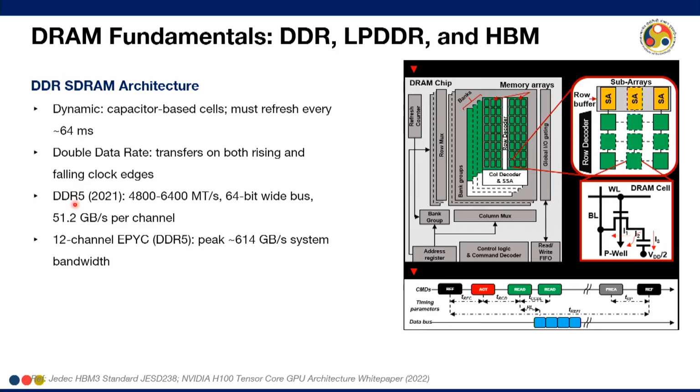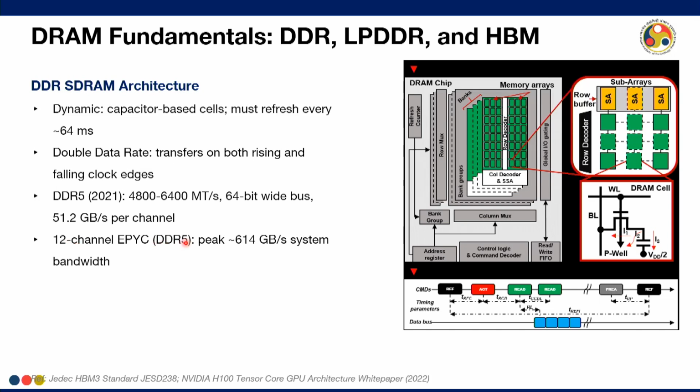So DDR5, which was introduced in 2021, has been very popular since then. We are living in the DDR5 generation. For this example, DDR5 at 4800 gives around 38.4 GB per second, and 6400 will give you 51.2 gigabytes per second per channel. So that's the improvement that we get using DDR5 technology.